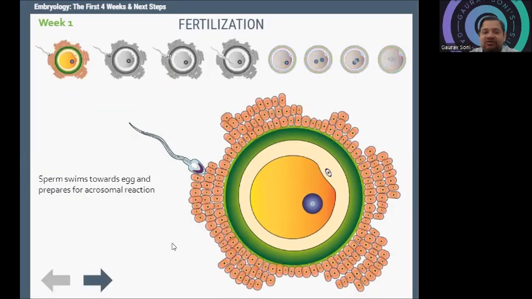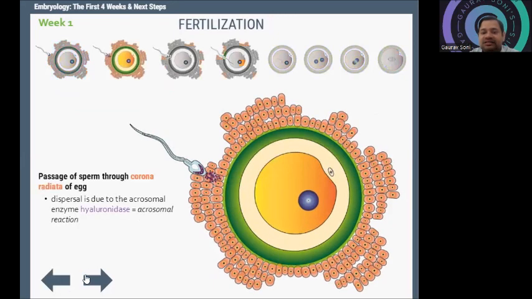So how is the fertilization going to occur? First of all, the sperm swims towards the egg and prepares for the acrosomal reaction. Then the passage of sperm through corona radiata, this will be the first step. Dispersal is due to the acrosomal enzyme hyaluronidase, that is the acrosomal reaction. So at the head of the sperm there is an enzyme, hyaluronidase, which pours down and breaks the walls of the corona radiata first of all, called the acrosomal reaction.